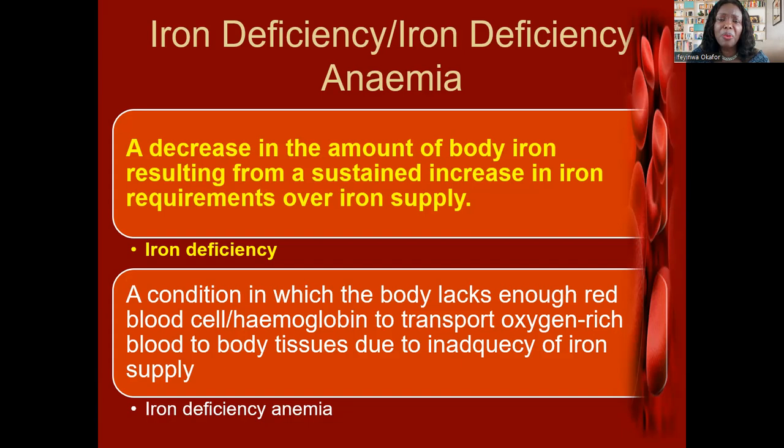Iron deficiency anemia is a condition in which the body lacks enough red blood cells or hemoglobin to transport oxygen-rich blood to body tissues due to inadequacy of iron supply. Iron deficiency anemia is a situation where the body is not able to produce enough red cells that can adequately transport oxygen throughout the body because of a lack of iron in the system.